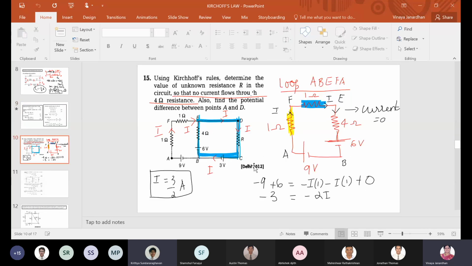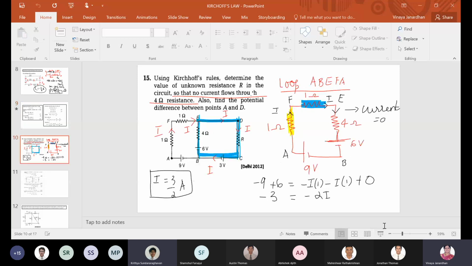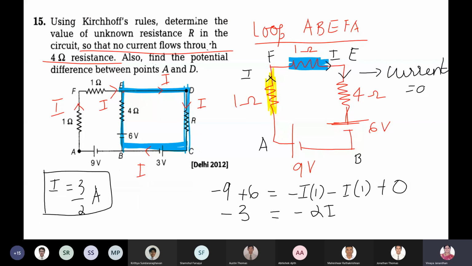Okay, fine, boys. Then in that case, copy down the numerical using Kirchhoff's rules. Determine the value of. The last one we did was the previous one, the one which you showed before. I1 was somewhere around -3/4. 23 by 8, 17 by 8. Now start writing this numerical using Kirchhoff's rule.